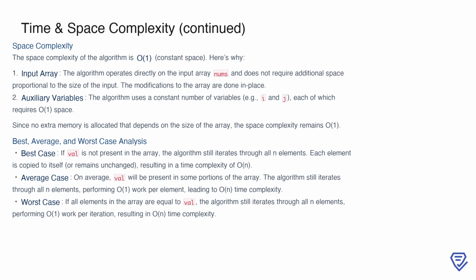Looking at the best, average, and worst-case scenarios for time complexity, the algorithm still performs at O(n) in all cases. In the best case, where val is absent from the array, the loop iterates through all n elements, but each element is simply copied to itself. In the average case, where val is present in some but not all elements, the algorithm still processes each element once. And in the worst case, where every element equals val, the loop again iterates n times, performing O(1) operations per iteration. This consistency across cases highlights the efficiency of the approach.